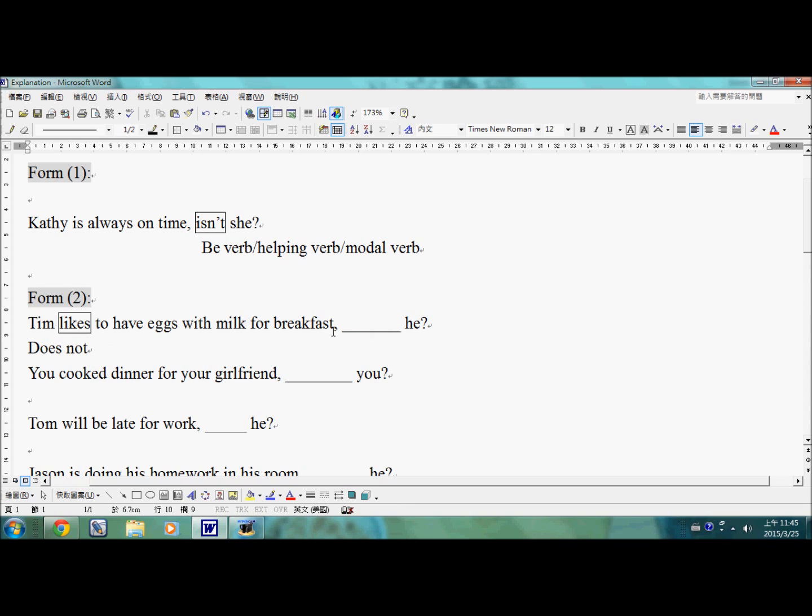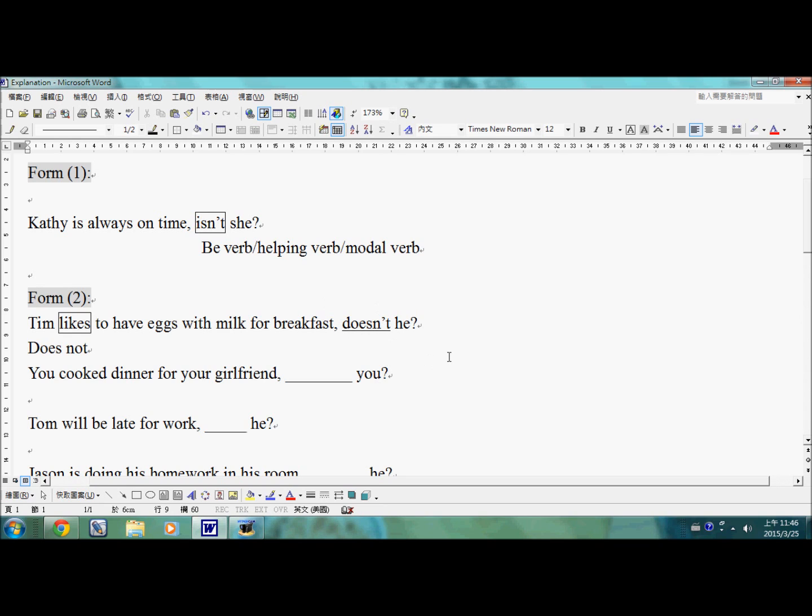But we do not write does not. We have to always put this in the form of a contraction. So it becomes doesn't he. So it is Tim likes to have eggs with milk for breakfast, doesn't he? And how do we read a tag question? There are actually two ways to do that. You can either lower your tone or raise your tone at the end of a sentence, but it means differently.